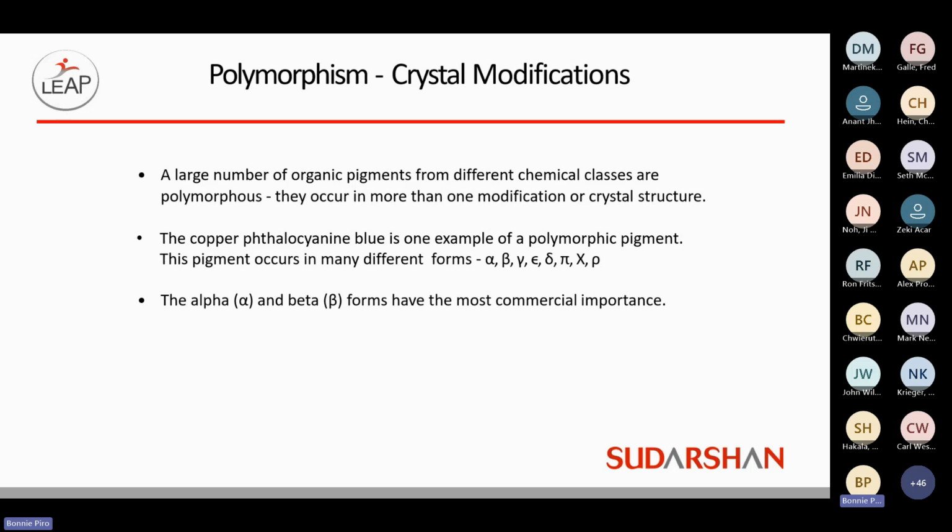However, there are only 3 that are particularly commercially available, but the alpha and the beta have the most commercial importance overall. The epsilon is available, but it is losing favor in the pigment world in favor of the alphas and the betas.